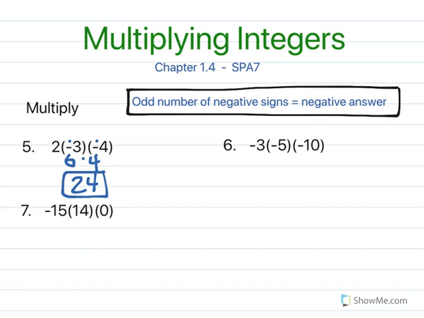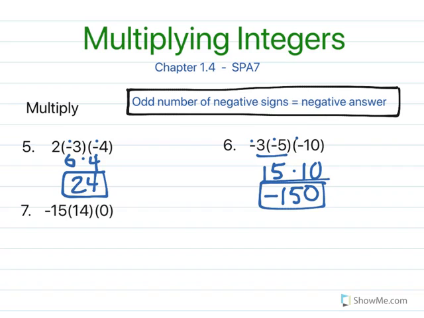Let's look at number 6. I do 3 times 5, which is 15, times 10. And then 15 times 10 is 150. Now I count my negative signs. I have 1, 2, 3 negative signs. 3 is an odd number, so I'm going to give it a negative sign, so it's negative 150.